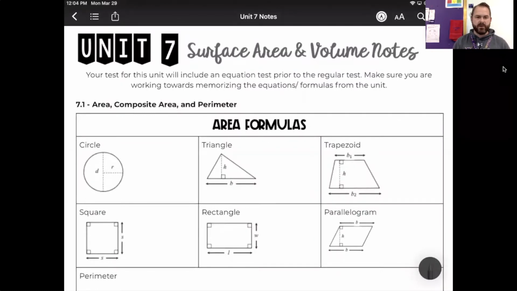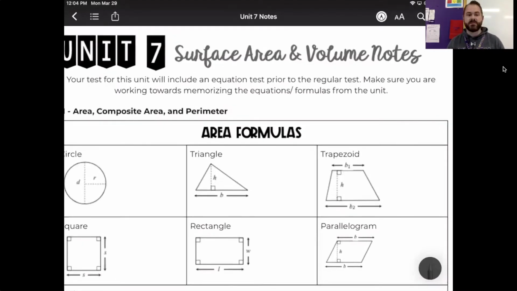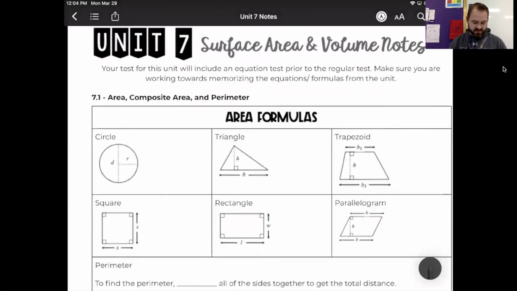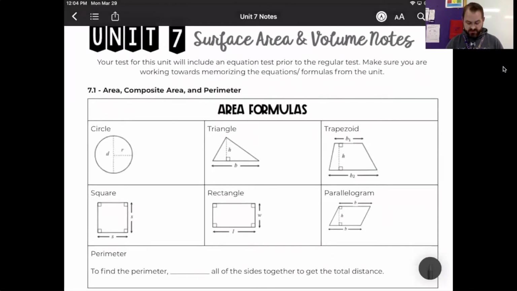And we're going to talk about area, composite area, and perimeter of those kinds of shapes, because that's going to lead into future lessons, okay? And if you read carefully in this notes packet, hopefully you're following along with that. Your test is going to have another equations portion. So there's a lot of equations used here. So please make sure you're paying attention to those as we go. You'll find those on the very last page of the notes as well.